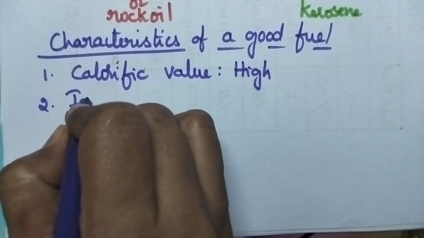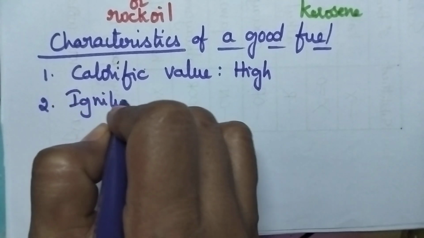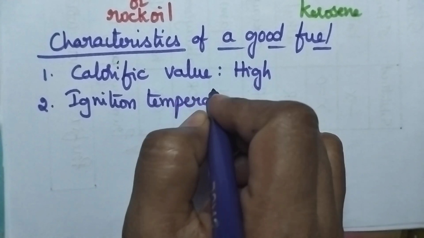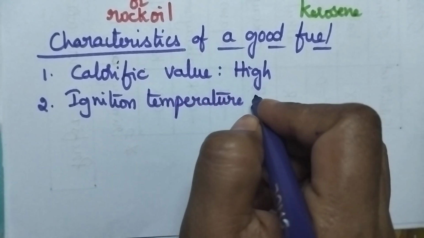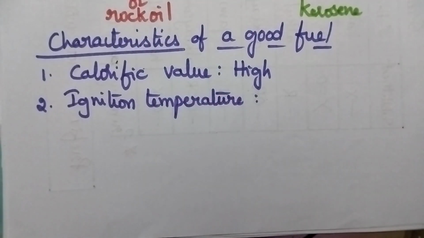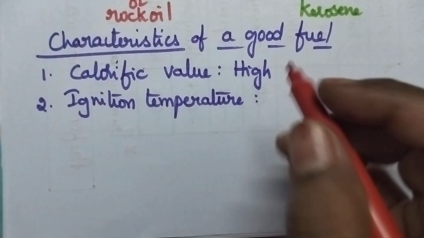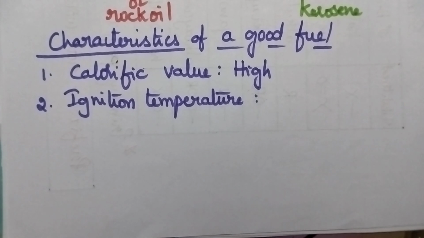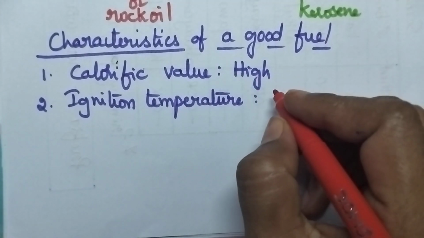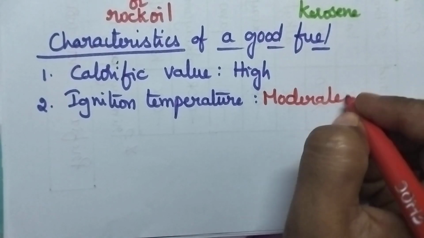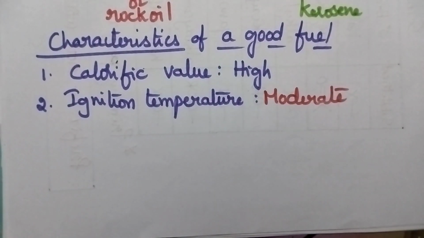Coming to the ignition temperature. Ignition temperature means the minimum temperature which must be supplied to the fuel to start combustion. It should be moderate. If it is low, then explosions may take place. If it is high, we have to supply more and more amount of the energy. That's why ignition temperature should be moderate.